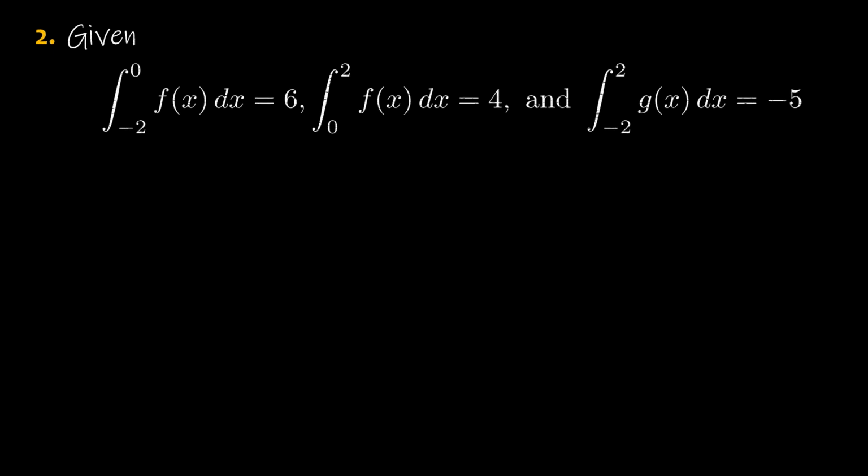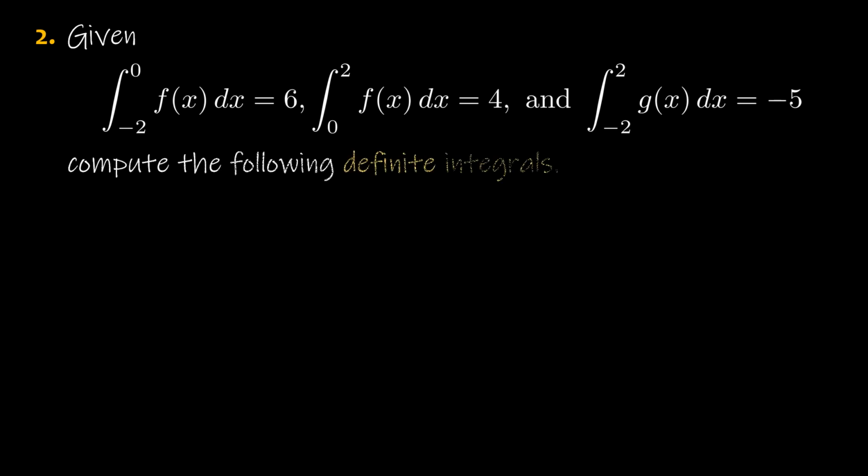Number 2. Given the integral of f of x dx, from -2 to 0, equals 6, the integral of f of x dx, from 0 to 2, equals 4, and the integral of g of x dx, from -2 to 2, equals -5. Compute the following definite integrals.